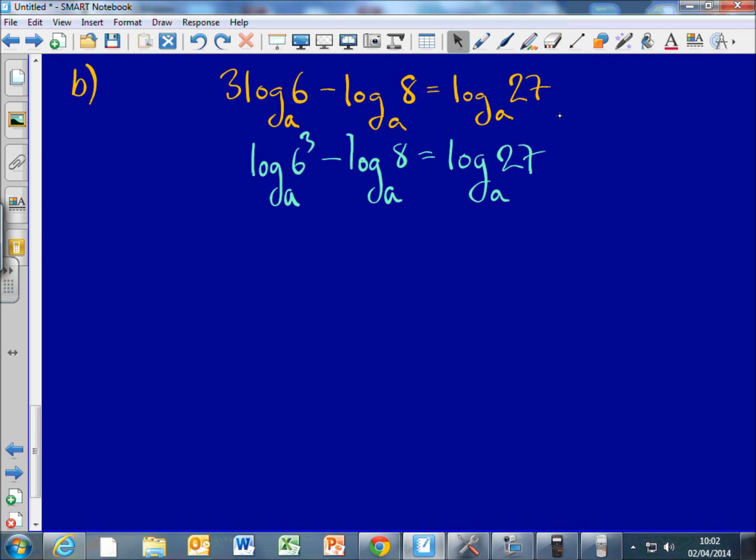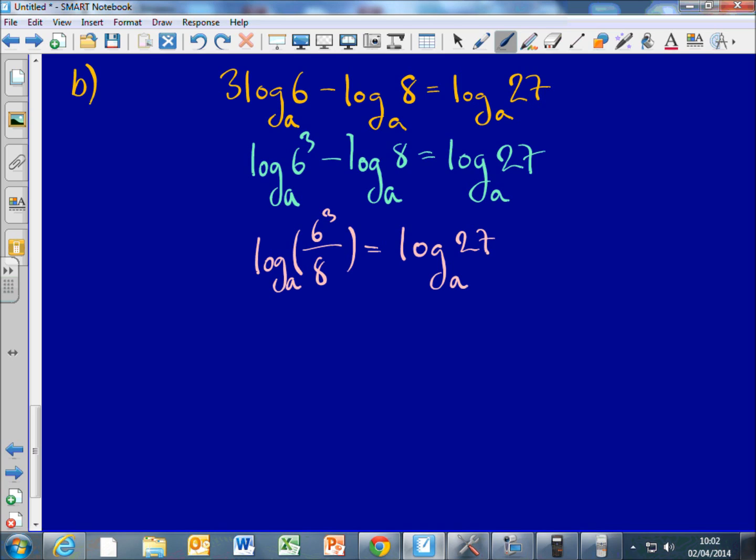Yeah, what's the next thing to do? Divide. Log 6 cubed. You can turn this log 6 cubed minus log 8 into one log, because it's minus, then you can divide them. So I get log to the base a of 6 cubed divided by 8 should be equal to log 27.